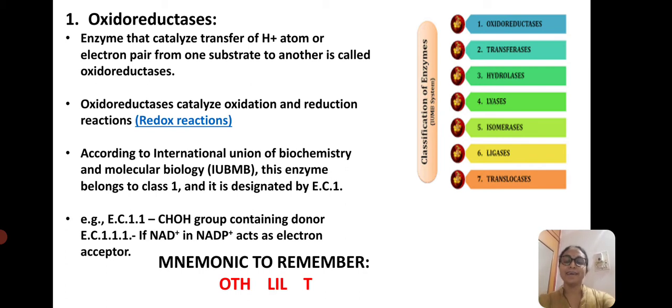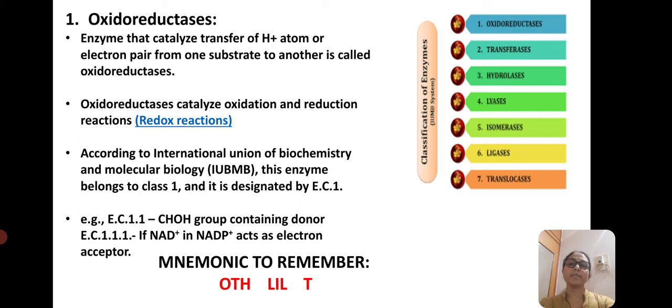That is the mnemonic that we can follow. Coming to the first major class, that is oxidoreductases. Oxidoreductases are the enzymes which catalyze the transfer of H plus atom or electron pair from one substrate to another substrate. So they are redox enzymes. According to IUPMB, the enzyme belongs to class 1 and is designated as EC 1.